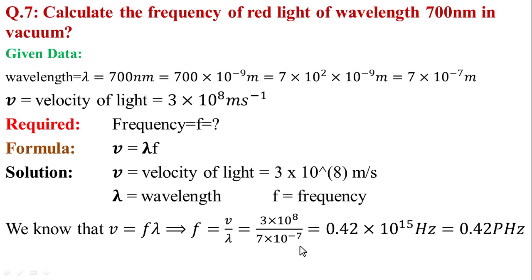So frequency is equal to 0.42 multiplied by 10 raised to power 15 hertz, that is equal to 0.42 petahertz. Then the final result of frequency is equal to 0.42 multiplied by 10 raised to power 15 hertz.